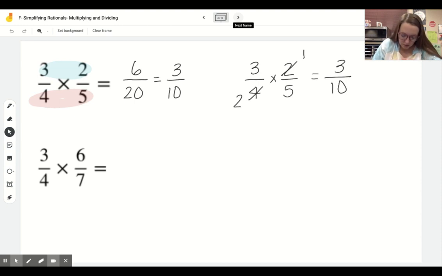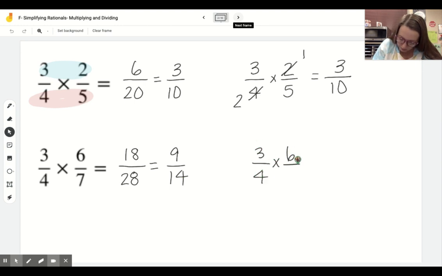Same thing for this bottom one here. We can multiply straight across the top and get 18, straight across the bottom and get 28, and that simplifies to 9 over 14. Or we can try to simplify before we multiply. 6 over 4 can simplify to 3 over 2, and we get 9 over 14. Either way, we get the same answer.